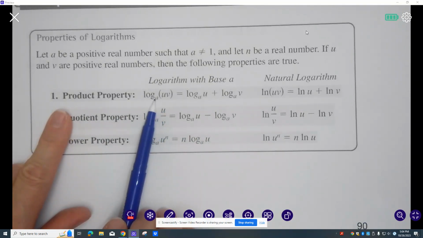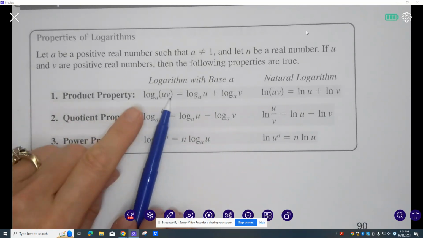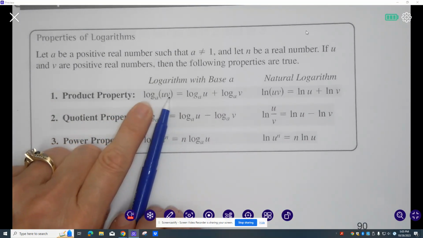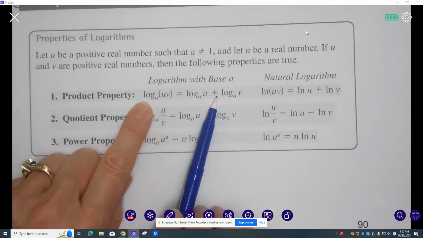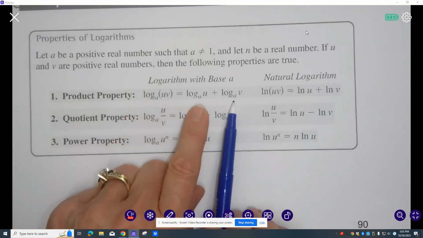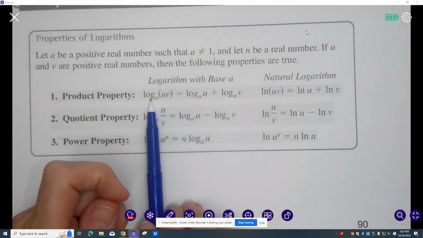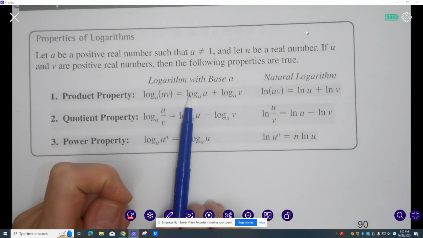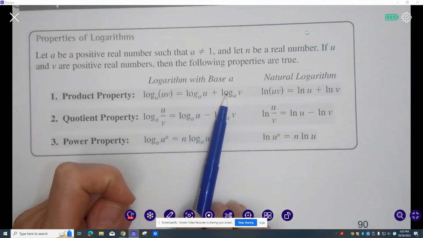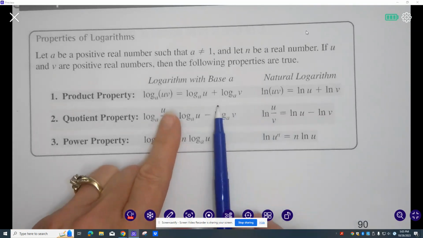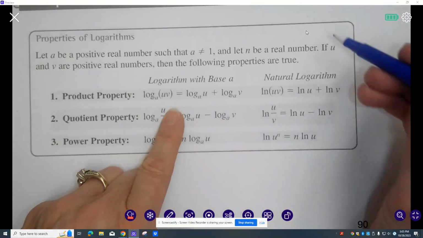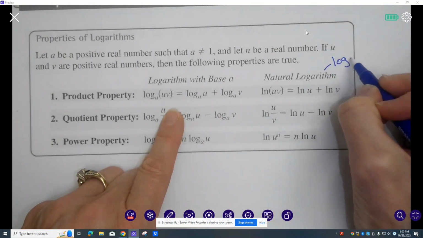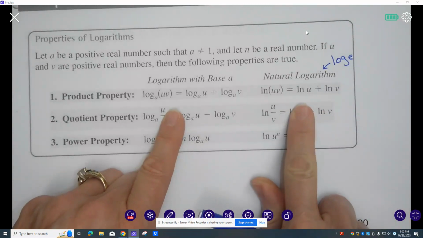This says if you have the log of two expressions multiplied together, multiplication becomes addition, which makes sense. Multiplication makes things bigger. Addition makes things bigger. So I can just separate it out. Log base A of u times v becomes log base A of u plus log base A of v. All these same properties apply to a natural log or a log, because remember, a natural log is just a log with a base e. So a natural log is a log.